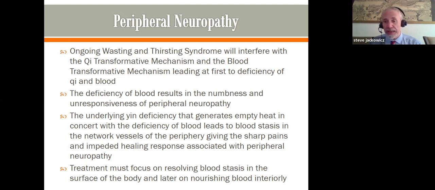That gives you sharp pains. That's the sharp pain of the peripheral neuropathy. And it slows the healing that we see with peripheral neuropathy. Those things happen there. Okay.